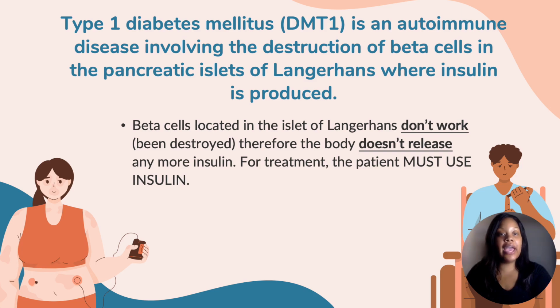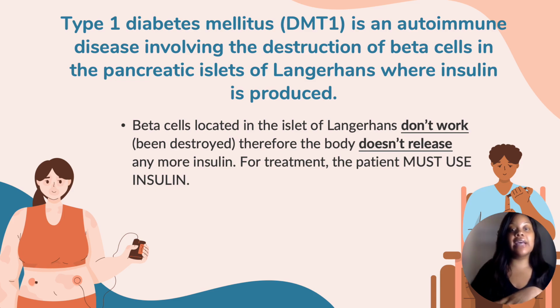All right, so type 1 diabetes is an autoimmune disease involving the destruction of the beta cells in your pancreatic islets of Langerhans, where insulin is produced. So beta cells located in these islets of Langerhans don't work. They have been destroyed. Therefore, the body doesn't release any more insulin. We need insulin, right? What do we need insulin to do? We need insulin to tell the glucose that is in the blood to move into the cells.